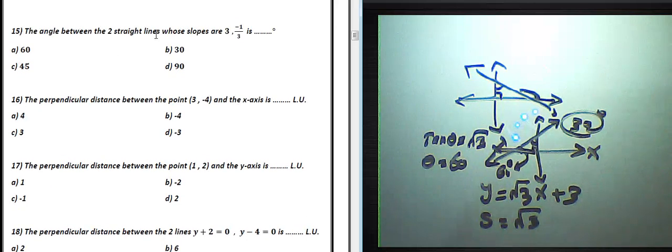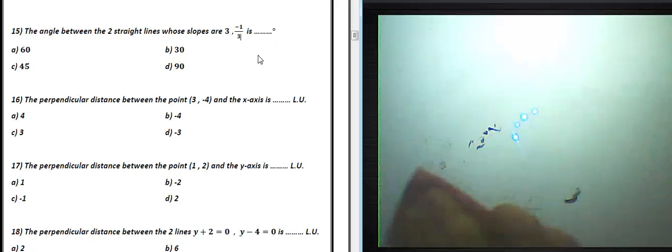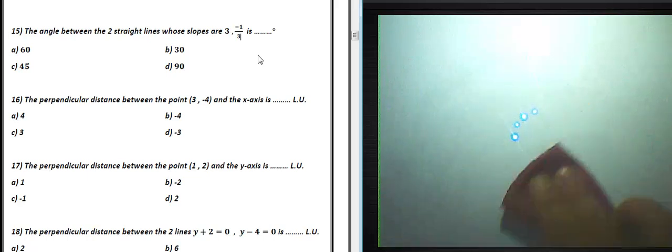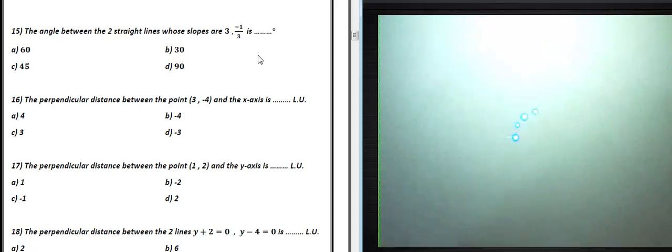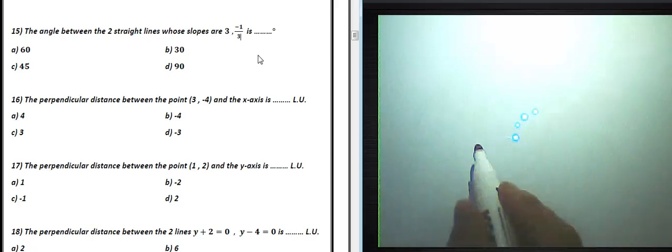Question 15. The angle between the straight lines whose slopes are 3 and negative 1 over 3 equals what? If you find the multiplication of slope 1 and slope 2 and the result is negative 1, it means the straight line 1 and straight line 2 will be perpendicular, and the angle between them will be 90 degrees.